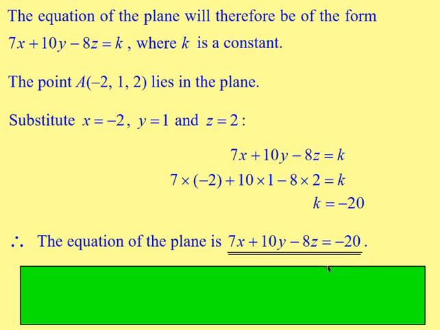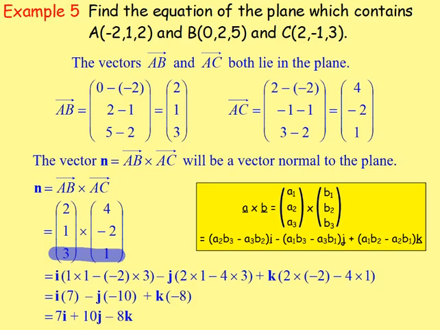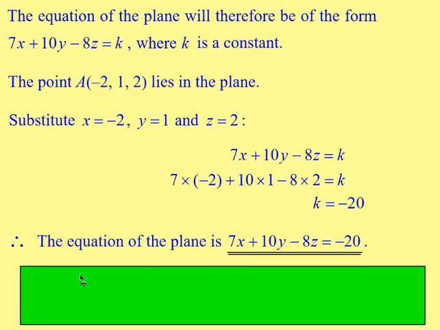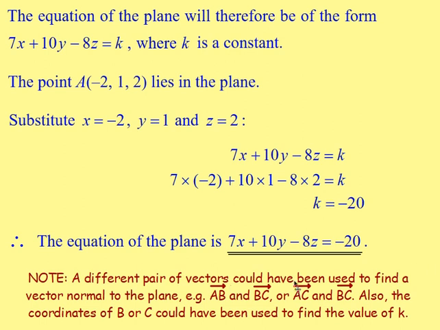As I said right at the start, you did not have to use those two vectors that I was using. You didn't just have to use AB and AC. You could have used other vectors as well. So you could also have used AB and BC because they would both be parallel to that plane. You could have also used AC and BC. Again, they would have been parallel to that plane. And again, when you're subbing in a point to find the value of k, you could have subbed in any of the points. A, B, and C are all lying on that plane, so you could have subbed any of them in.